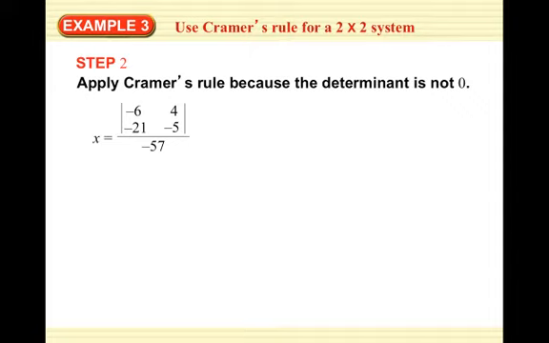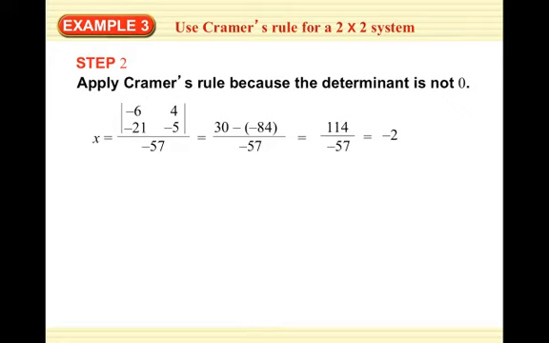Okay, so for Cramer's rule, to find x you're going to find the determinant of the matrix where you've got E, F in the first column, so negative 6, negative 21, because those are our constants. And then the coefficients of y remain in there, so 4, negative 5. So let's do that. Negative 6 times negative 5 is 30, minus negative 21 times 4, which is negative 84. So 30 plus 84 is 114 over negative 57, and that divides out to be negative 2. So we know x is negative 2.